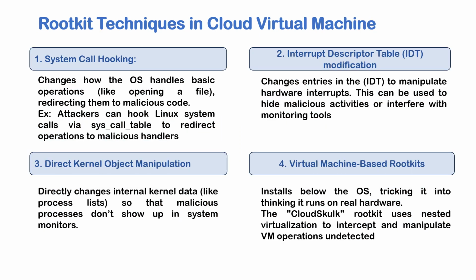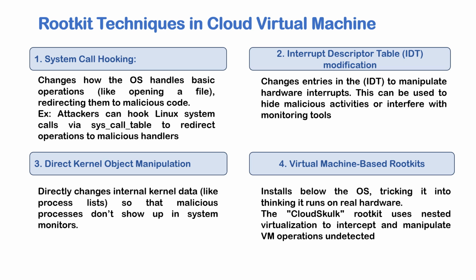Key techniques in cloud VMs. Now let's look at how these rootkits operate. System call hooking. These change how the operating system handles requests like opening a file. For instance, they can replace the function pointer in the syscall table so that instead of executing a normal function, the system runs malicious code.